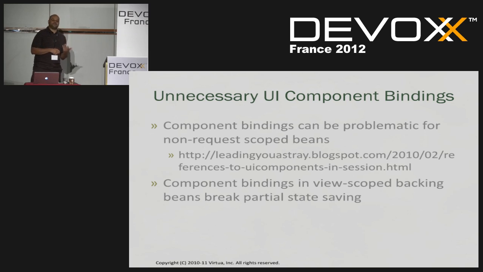So what happens, it's some weird chicken and egg problem, but the bottom line is that if you have a backing bean with a component binding and it's a view scope backing bean, it doesn't work with partial state saving. It automatically becomes a request scoped backing bean, unless you turn off partial state saving, then it'll actually be a view scoped backing bean. So this is a known bug in JSF2. There's no real workaround, except, actually, there is a workaround, which I'll explain in a minute.